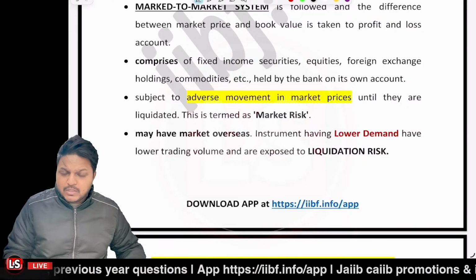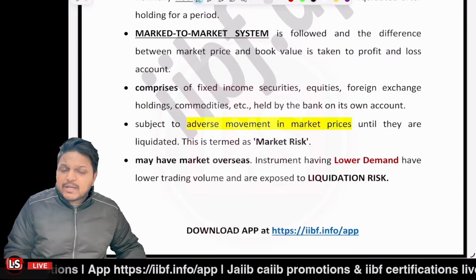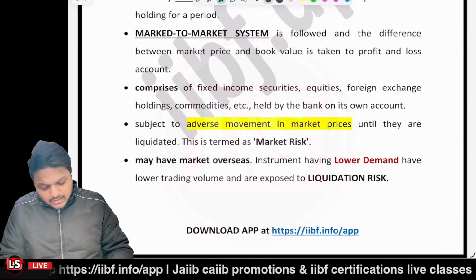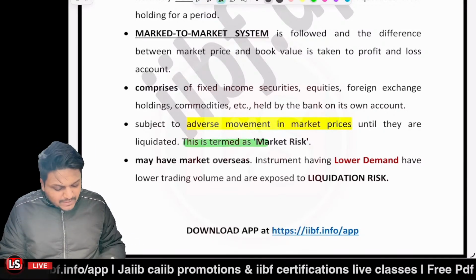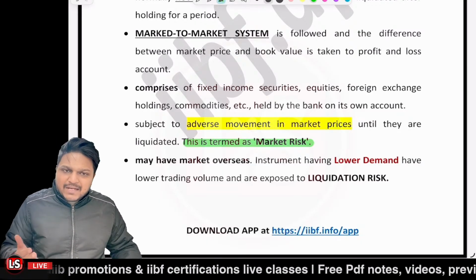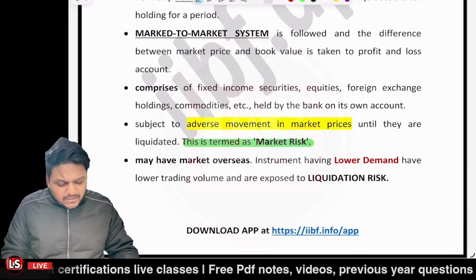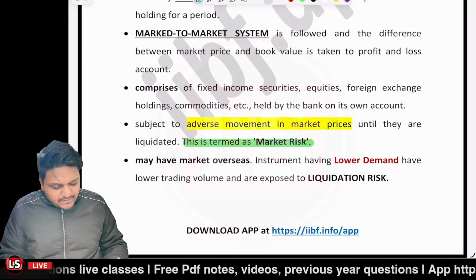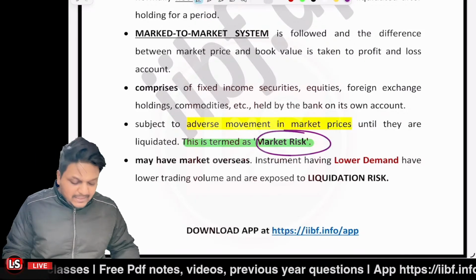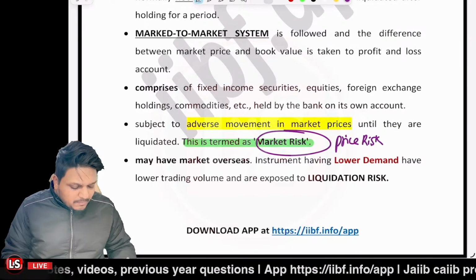It can be both. And the most prominent risk that exists in the case of the trading book is market risk. Why market risk? Because we are going to deal in the market, and market prices can go up and down, and an adverse impact can occur. So it is market risk, which is very obvious. The market risk is also said to be the price risk.